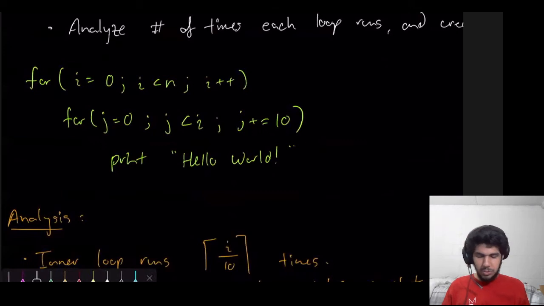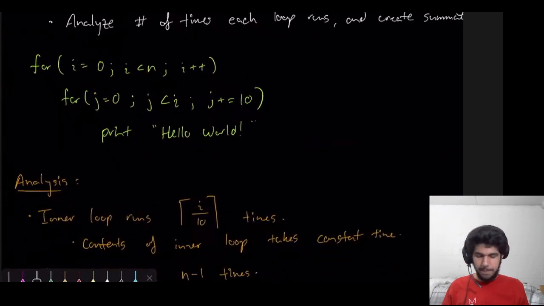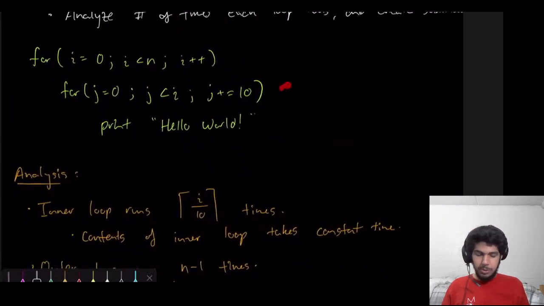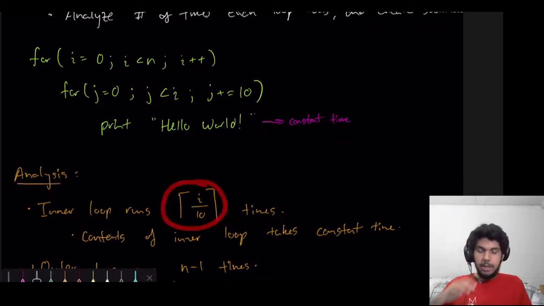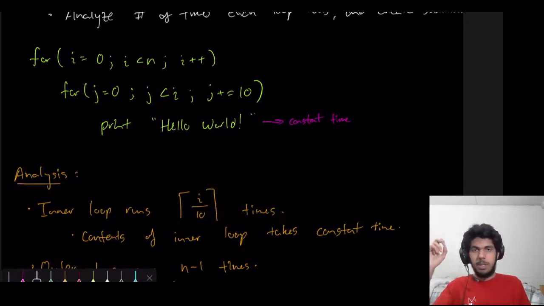Okay, so we can do some brief analysis here. The inner loop, which is this j loop, runs ceiling of i over 10 times. And the contents of the inner loop take constant time, so this print statement takes constant time. How do we come up with this ceiling i over 10 term?